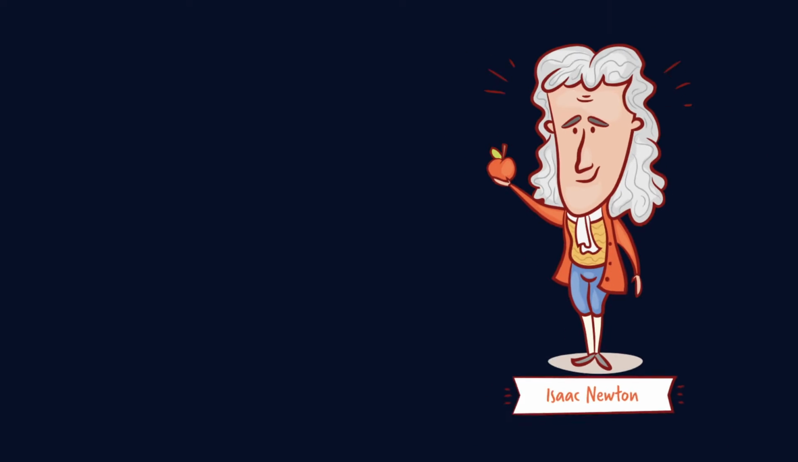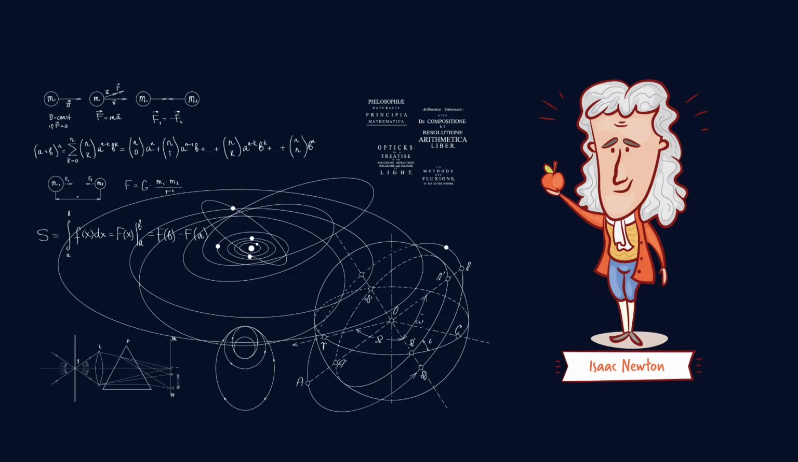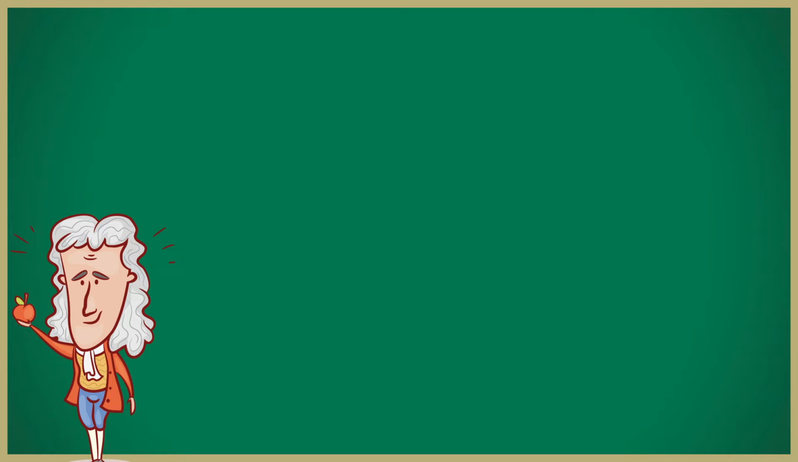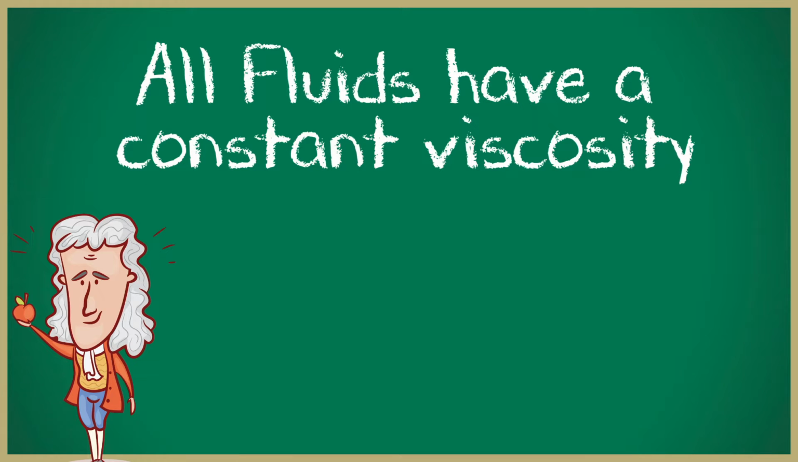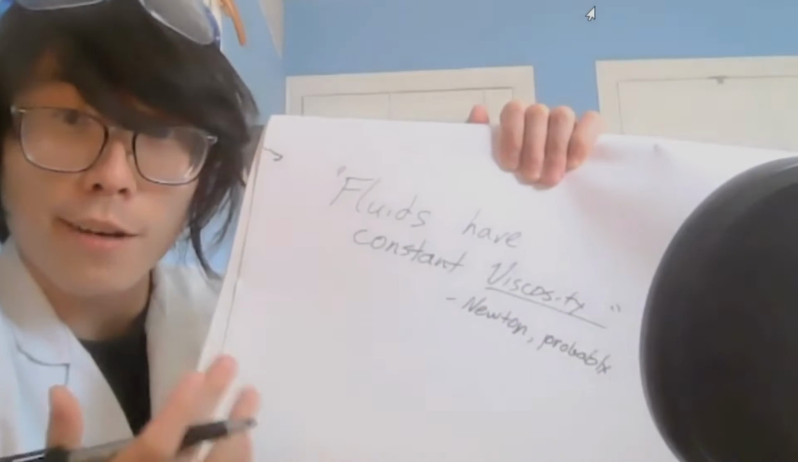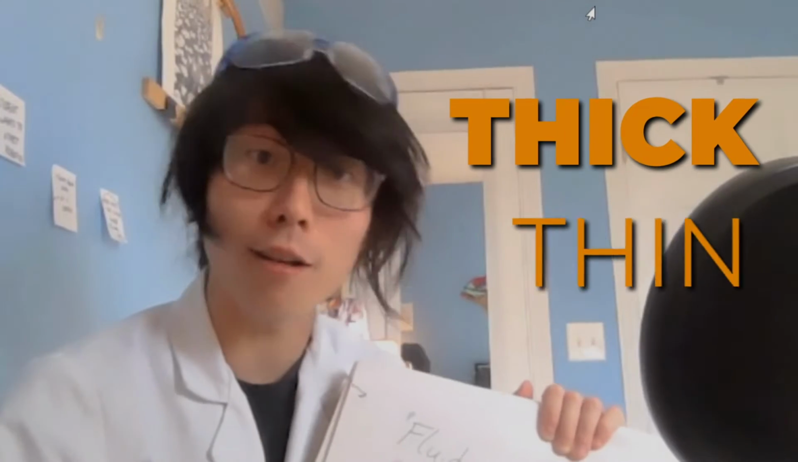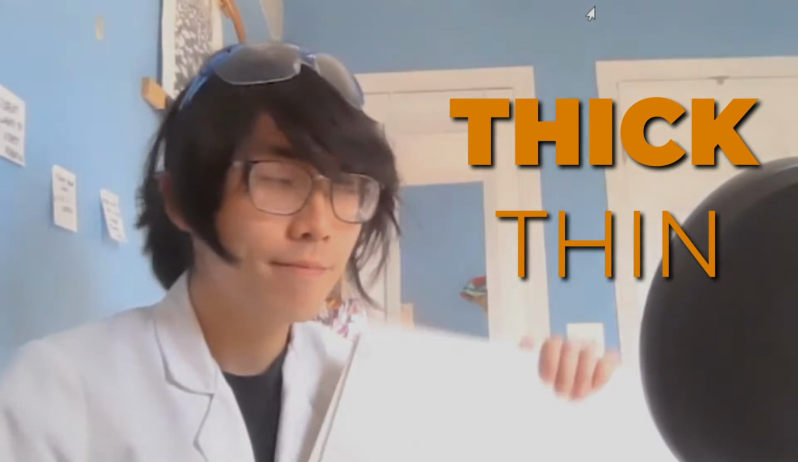Sir Isaac Newton, a famous physicist, you might know him because he designed a lot of laws of physics. So all fluids, according to Mr. Newton, have constant viscosity. What does it mean when fluids have constant viscosity? Well, viscosity is basically how thick or thin a liquid is. Think of it this way.